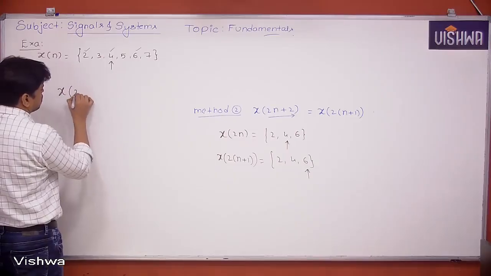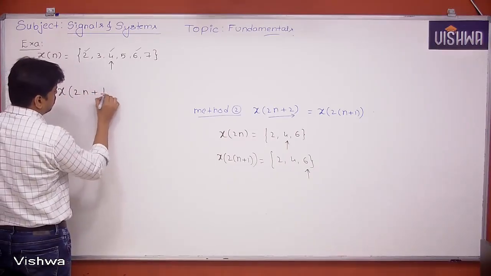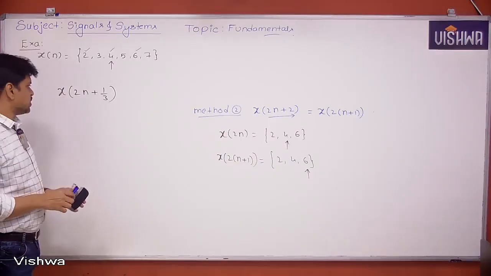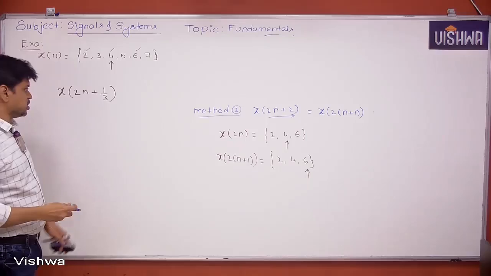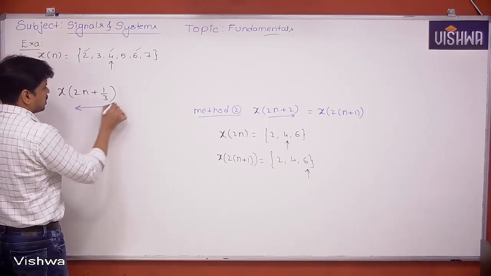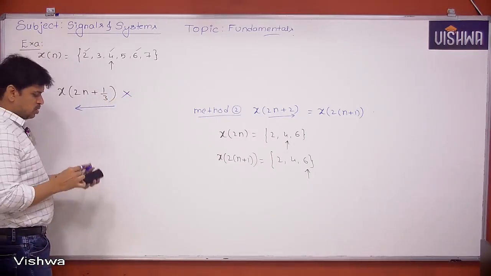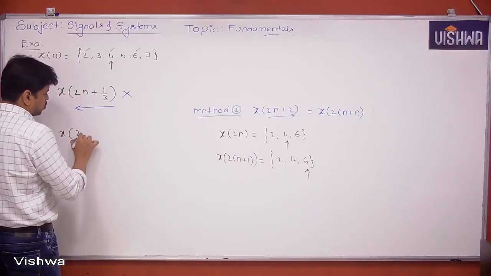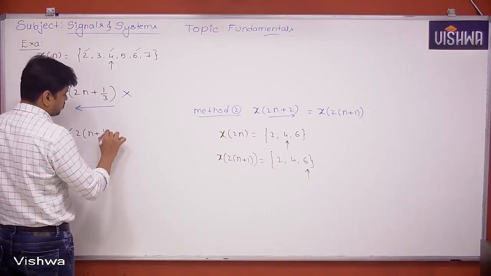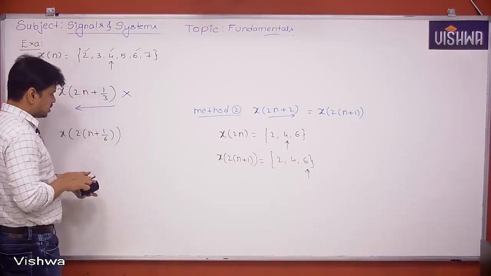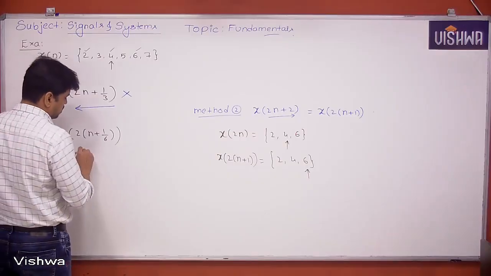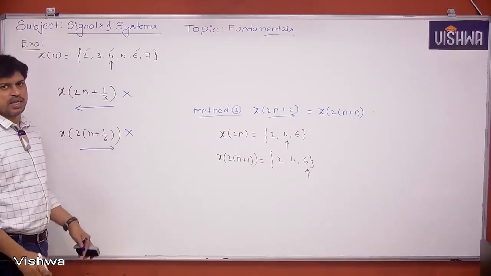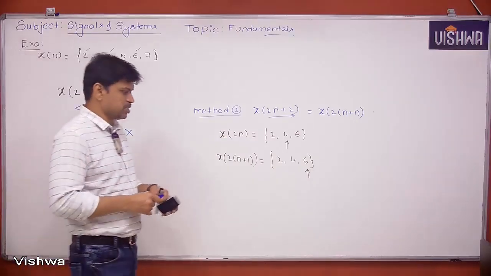To find x of 2n plus 1 by 3, whatever method you use, it always involves non-integer shifting. If I go in this direction, it is not possible because we have to make a 1 by 3 shift, which is not a possibility. If I go in this direction, x of 2 common out, n plus 1 by 6, that is also not a possibility because that involves non-integer shifting of 1 by 6. So in either direction it's not possible. So this kind of signal does not exist. We cannot perform that kind of operation.